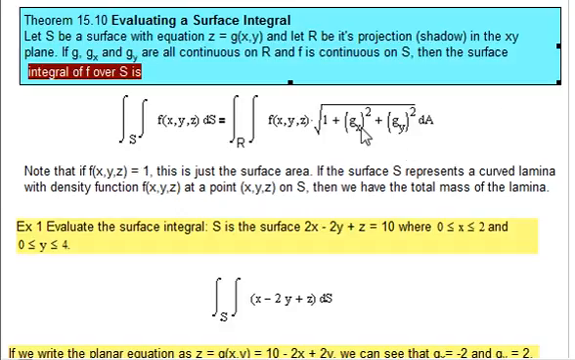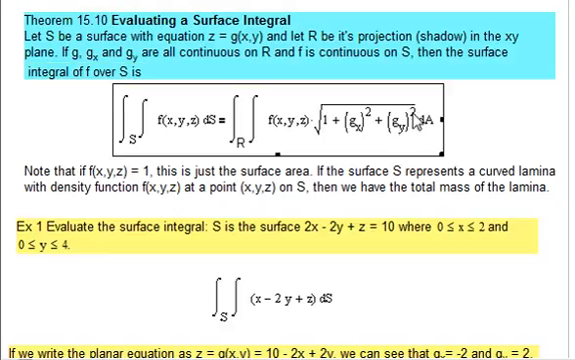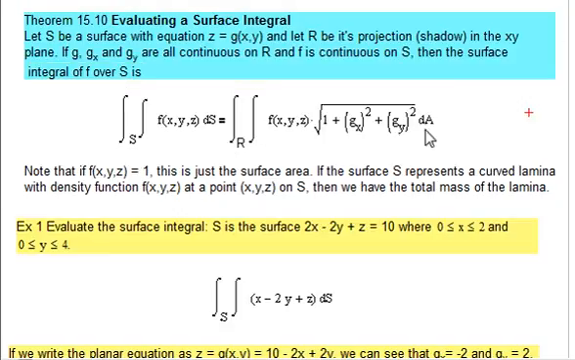Okay, well, I should say g prime, I shouldn't say g prime, I should say the partial of g with respect to x squared and the partial of g with respect to y squared times dA, which I'm not sure if that's going to be dx or dy.